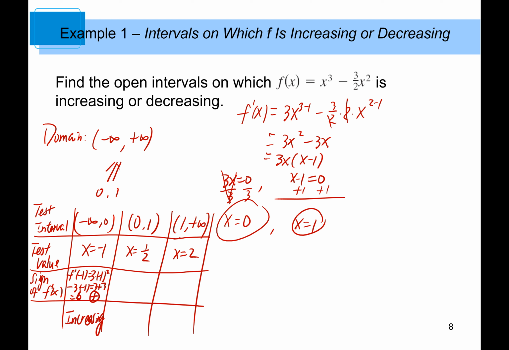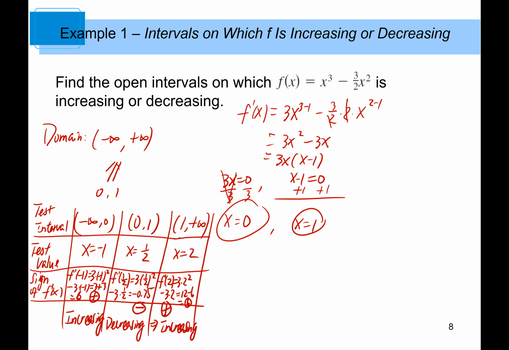For the second one, replace x with half in the first derivative. We get 3 times half squared minus 3 times half, which ends up with negative 0.75. So this is definitely negative. Negative indicates a decreasing interval. And the third one: 3 times 2 squared minus 3 times 2, which is 12 minus 6, which is also 6. 6 again is positive. That gives us an increasing interval.